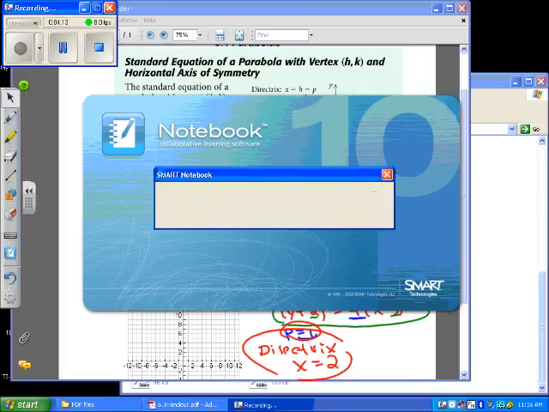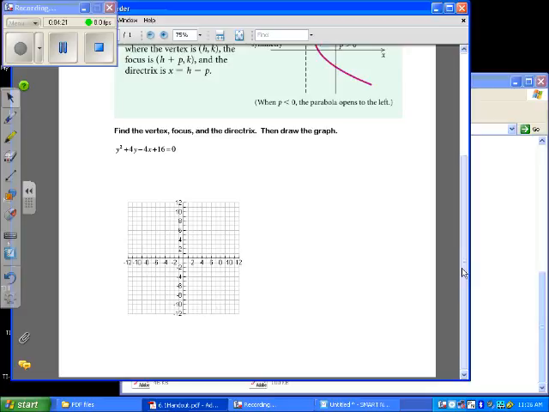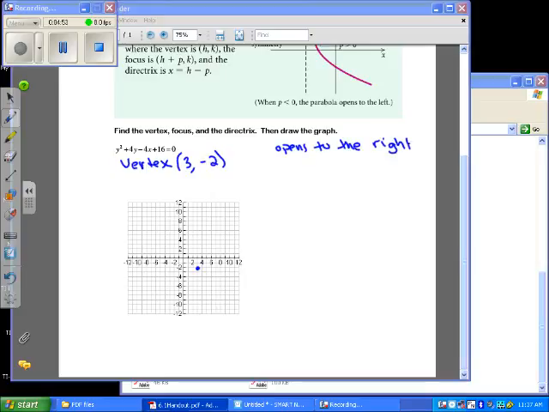Okay, and then I'm going to move down here. There we go, that's much better. Let me write down the information that we had earlier. We had the vertex. The vertex, again, was 3, negative 2. Let's plot that. So I go over 3 and down 2. There's my vertex. I know that it opens to the right, and we know that because p is 1, which is positive.